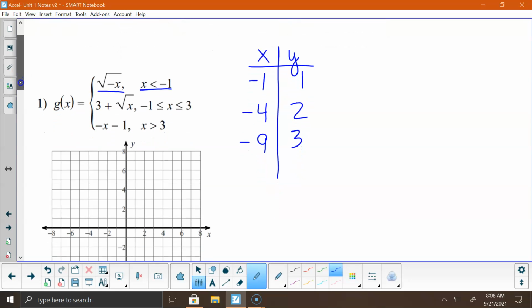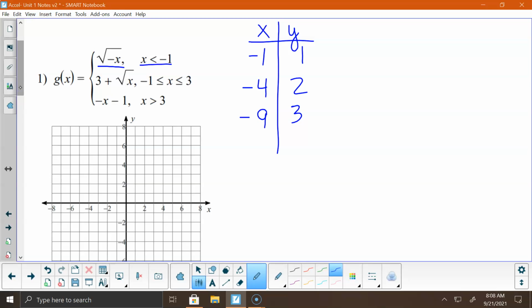All right, so let me scroll a little bit. So I've got -1 for x, +1 for y. Now, you need to put an open circle there because it is less than -1, not equal to. All right, my next point is going to be at -4, +2. And then -9, +3. So I've got a graph that goes like that. I think with your graphs, the x's go by 1s out to like 6. So you could always just count 3 over and keep going.